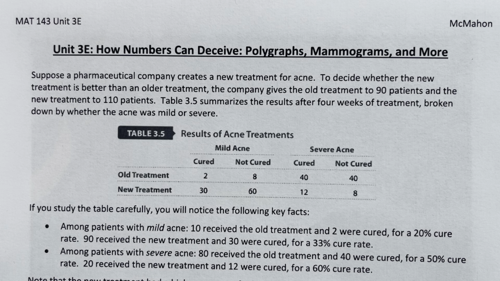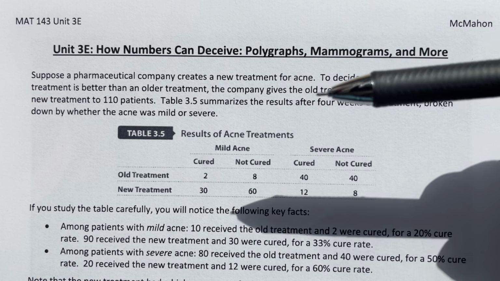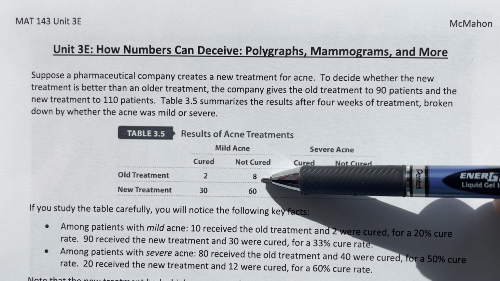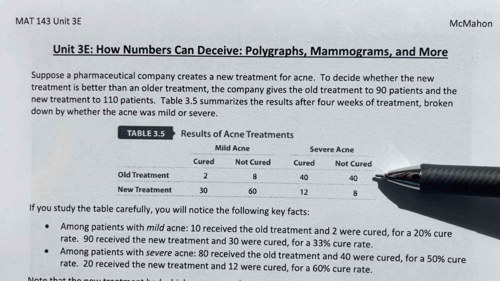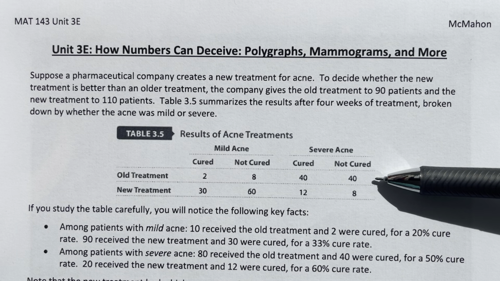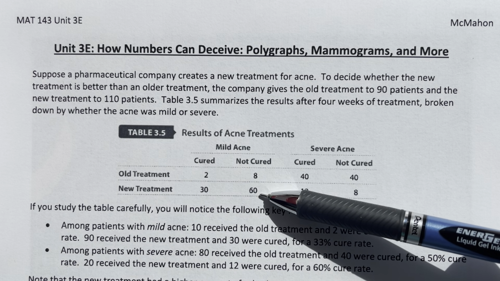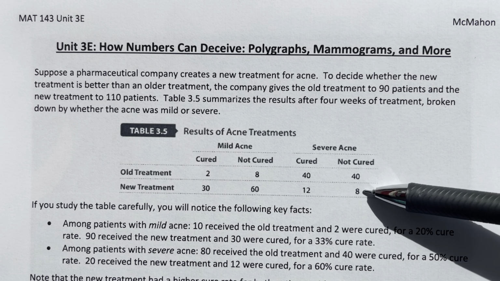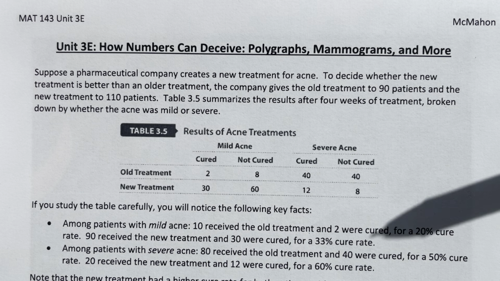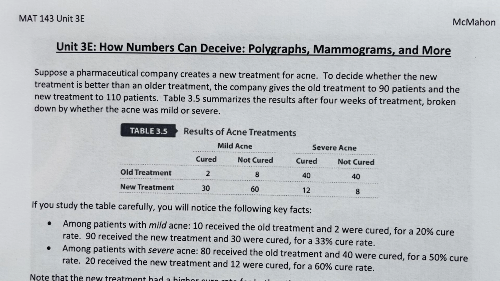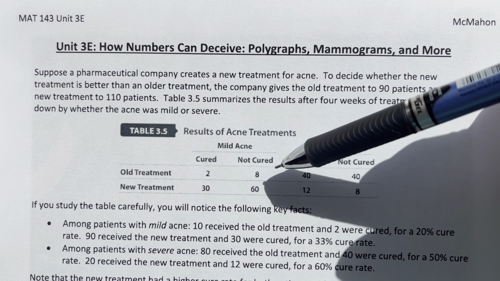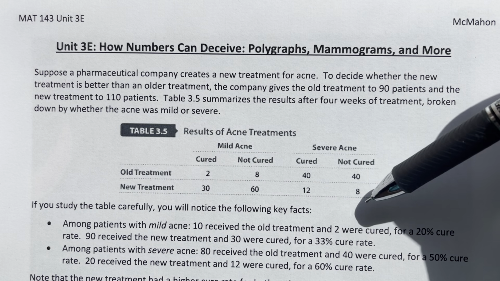The first big problem is how the treatments were dispersed. The old treatment was given to 10 people with mild acne. However, it was given to 80 people with severe acne. The new treatment was given to 90 people with mild acne, only 20 people with severe acne. So the first thing they're trying to do is skew the data. These numbers need to be closer to 50-50. I can't have 10 and 80 and 90 and 20.